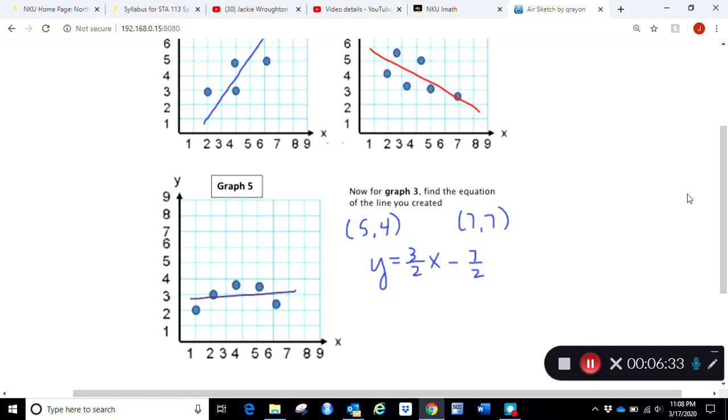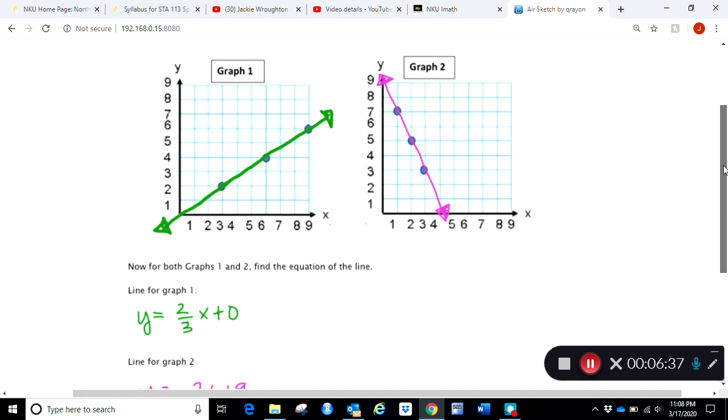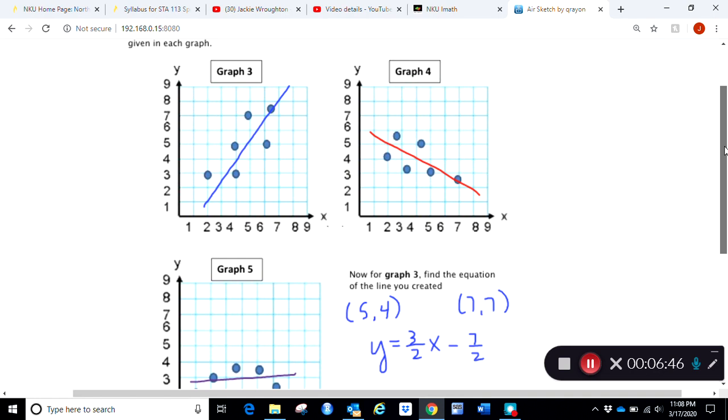So what was a lot different about the graphs here than what we had on the previous page? Well, on the previous page, all of those points perfectly fell on a line, right? So there was really no argument of where that line should go. But now here with graphs 3, 4, and 5, there sort of feels like some subjectivity of where you would put the line.